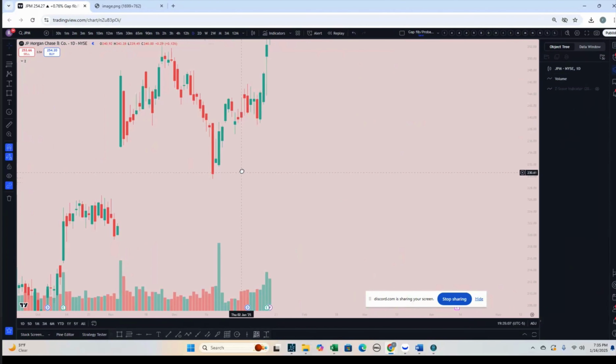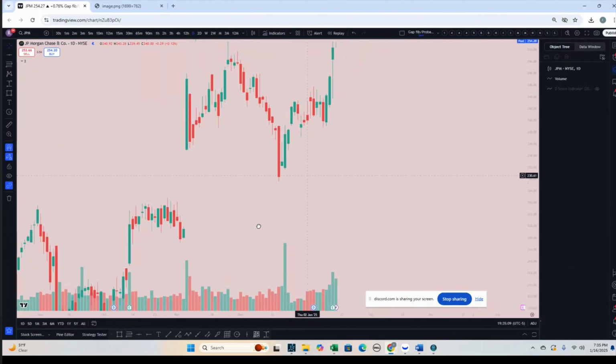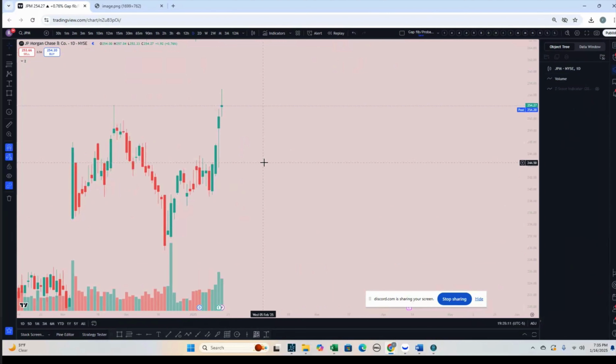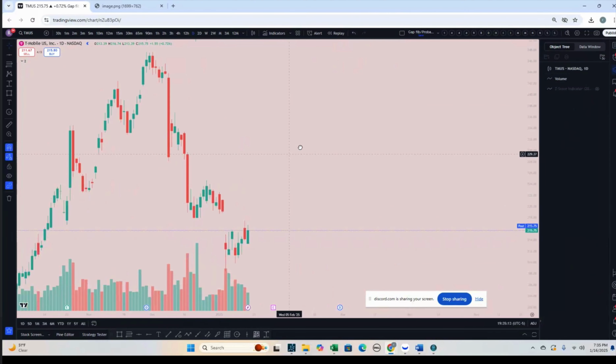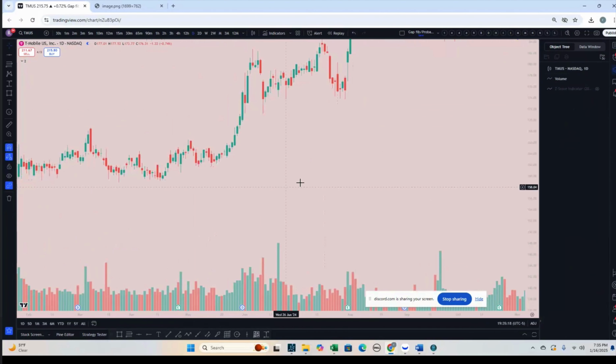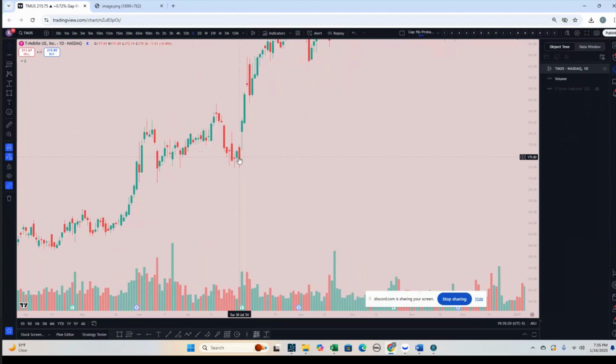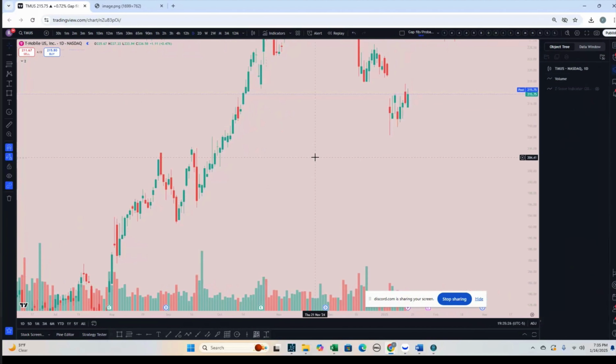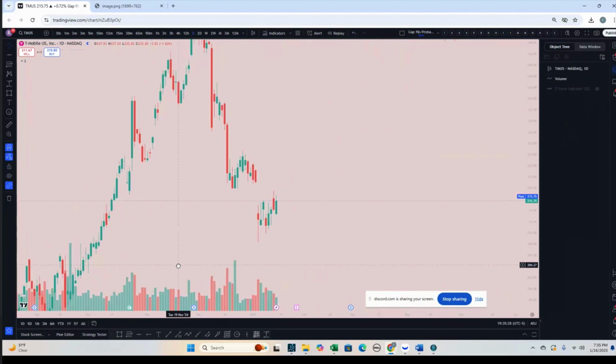Typically you'll see it in situations like that. Let's see if I can find it. So that's what you look for. You look for that type of setup. Let me see if I can find another one. So here, you have a wick that clears out all this, and then the next day we gap up. Big move.